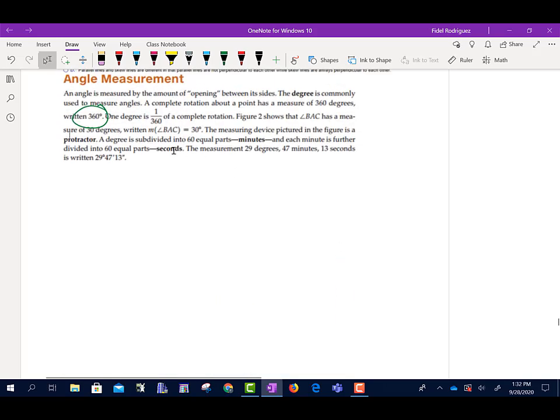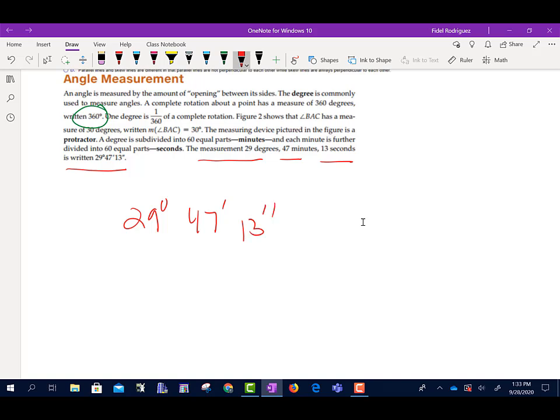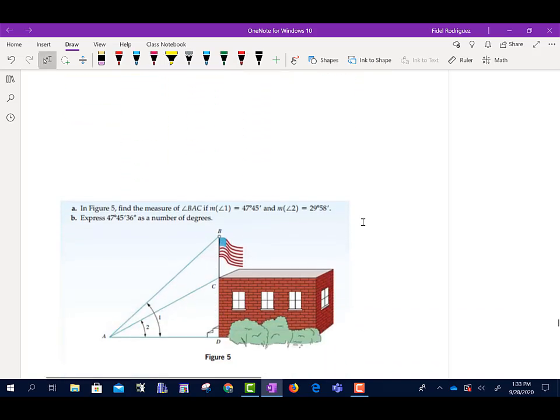Let's see. And it says a degree is subdivided into 60 equal parts called minutes, and each minute is further divided into 60 equal parts called seconds. So it says right here, the measurement 29 degrees, 47 minutes, 13 seconds is written like this. Okay, so this is 29 degrees, 47 minutes, 13 seconds.